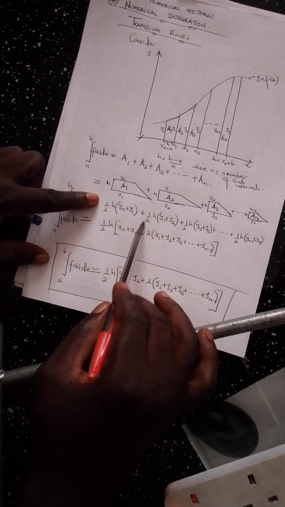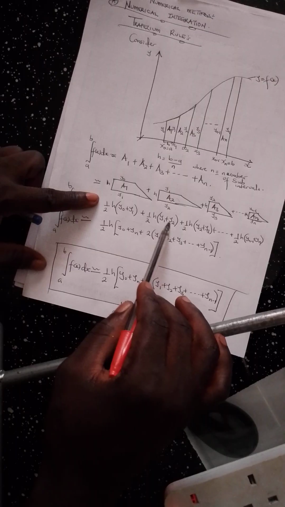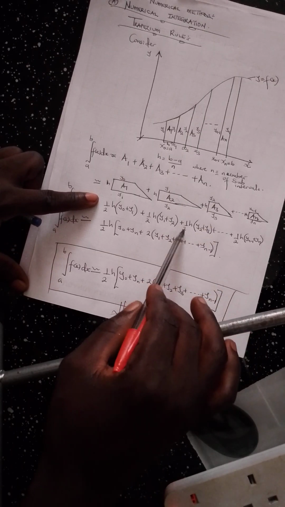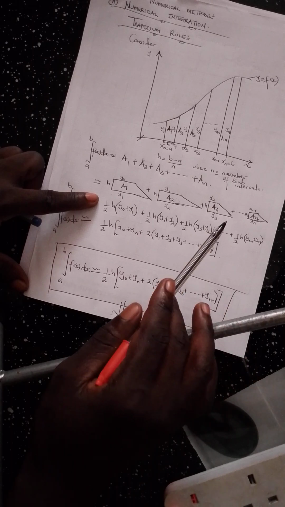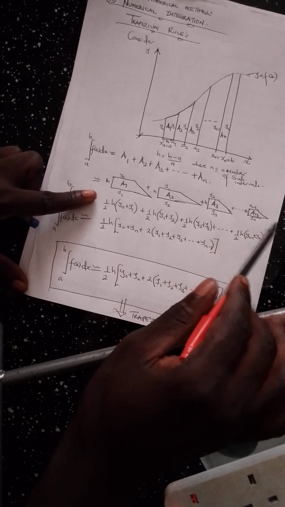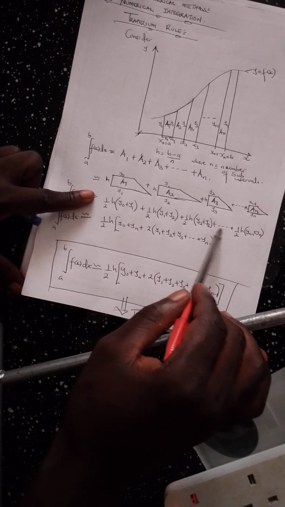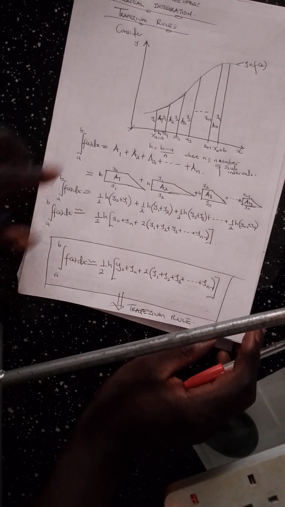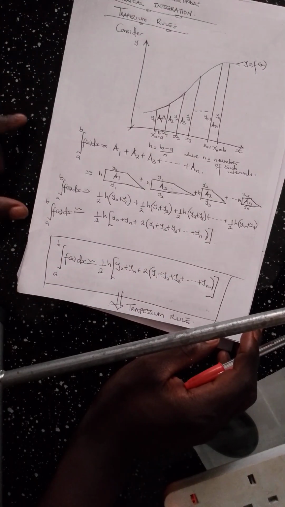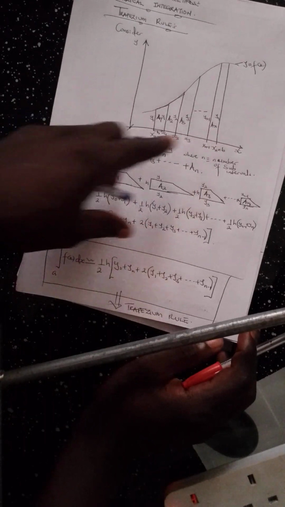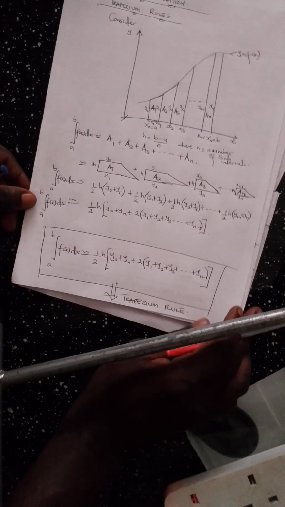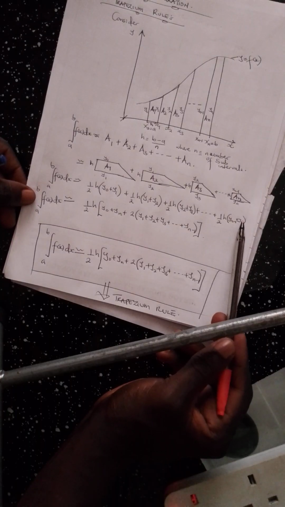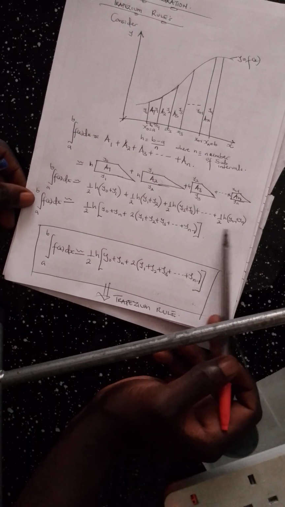Then you go for this, a half H into Y1 plus Y2. Then you go for this, it is a half H into Y2 plus Y3. Then you go for the very last one. You don't forget to include these because they tell us that we are supposed to continue with as many trapeziums as possible until we get to the very last one. So our last one is also a half H into Yn minus 1 plus Yn.